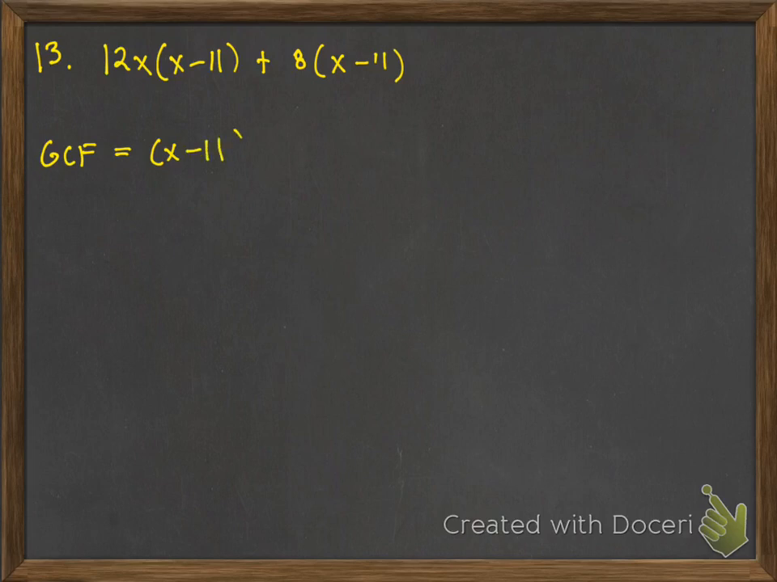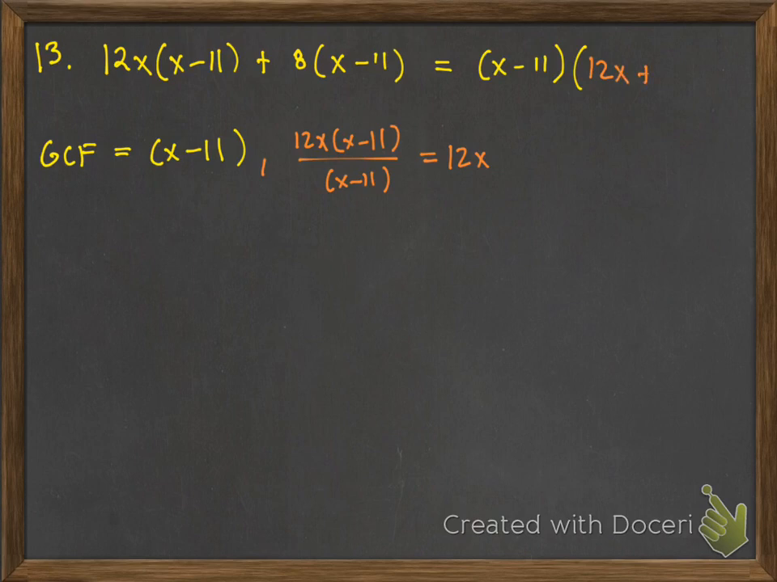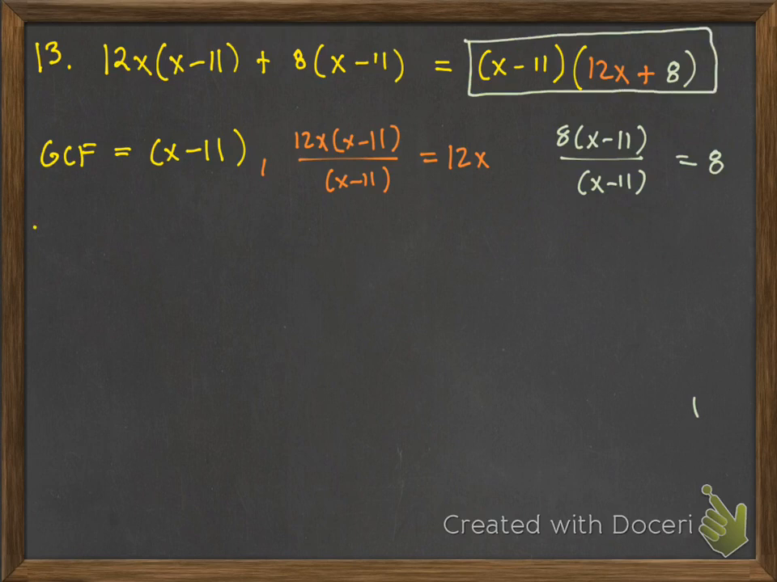So we're going to factor that out, and then we'll have to figure out what's left over. We can follow the same convention that we did before. Take each term, 12x times x minus 11, and we're factoring out an x minus 11. So it'll give us 12x. The other one is 8 times x minus 11, and we're factoring out an x minus 11. And so that's going to give us 8. Okay, all right, so that's all we got going on there.